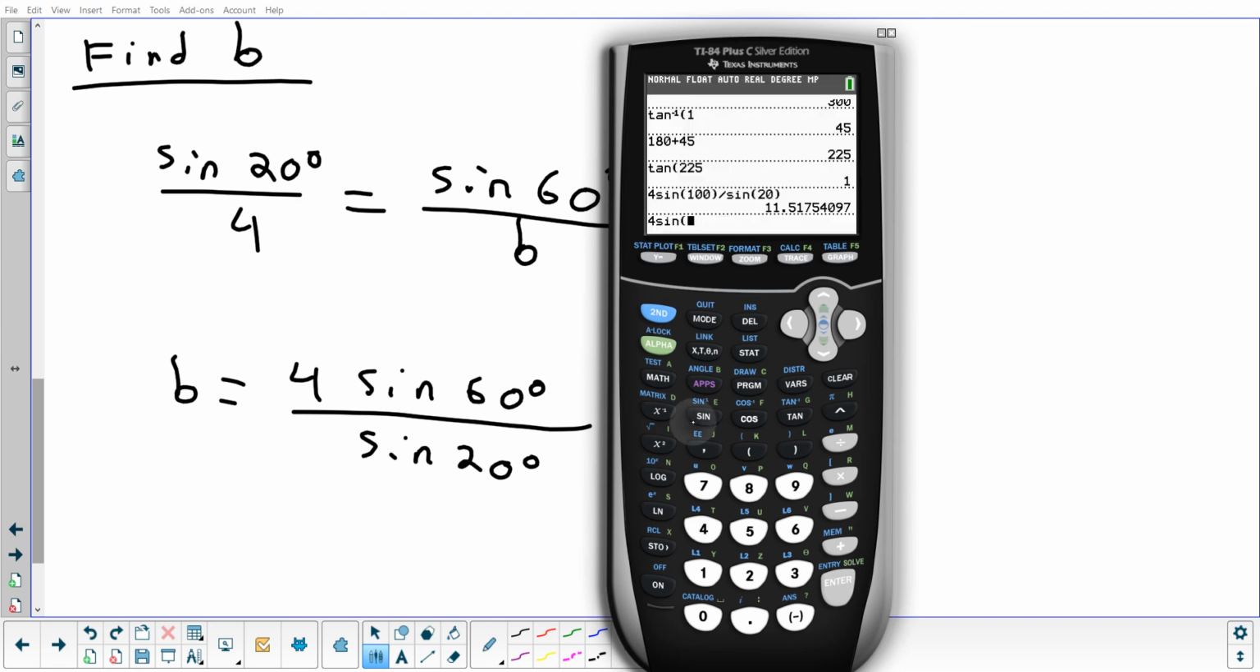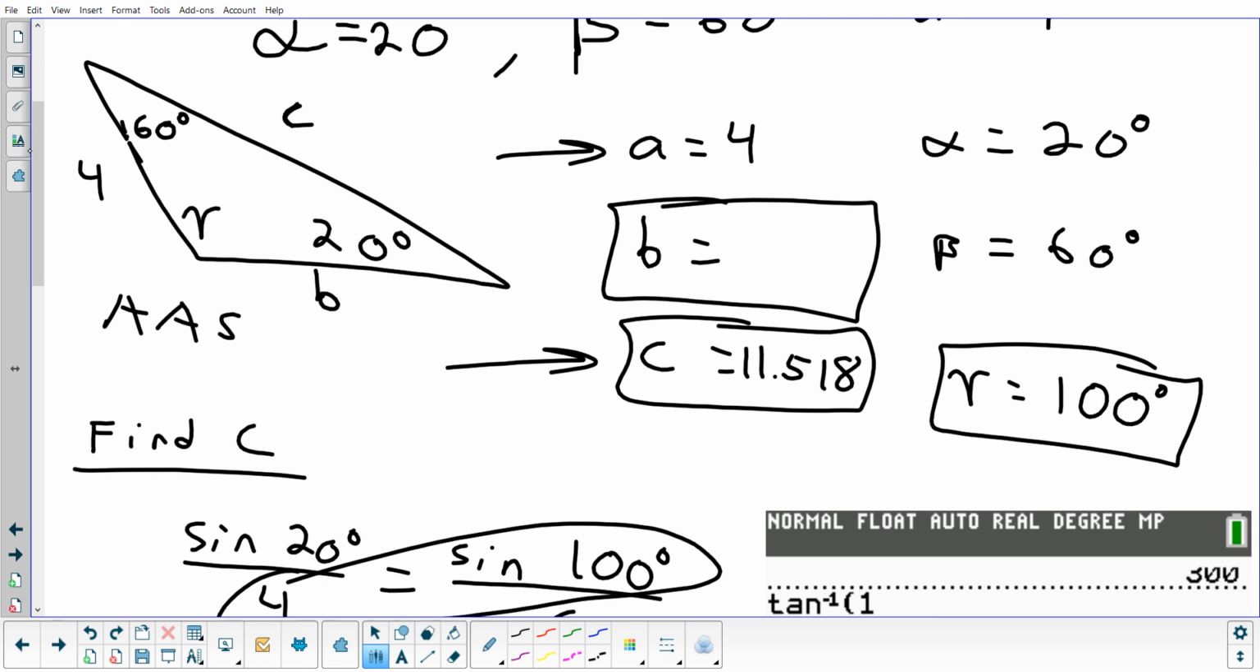All right, and now we've got 4 sine 60 divided by sine 20, and that gives me an answer of 10.128. And that's B. Okay, you should always check when you do it that the biggest side lines up with the biggest angle, and the smallest side should be in the row with the smallest angle. If that didn't happen, something is definitely wrong. Right, but that's a law of sines problem. That's how you do it. Any questions on that?